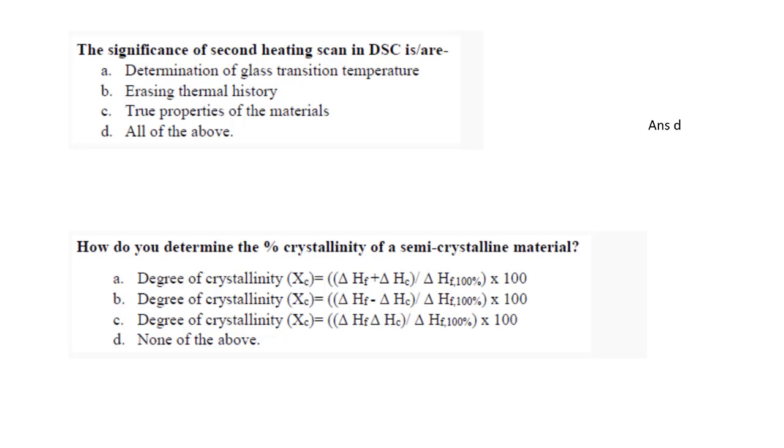Then the second question is: how do you determine the percentage of crystallinity of a semi-crystalline material? It is just the formula which we use. So can anyone remember what formula was used to determine the degree of crystallinity? I need to again go back to that slide.